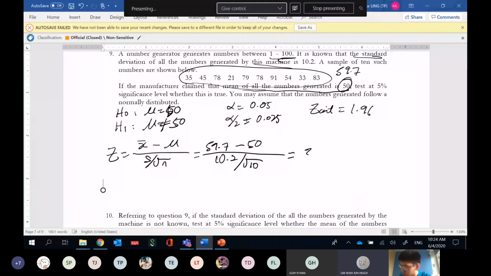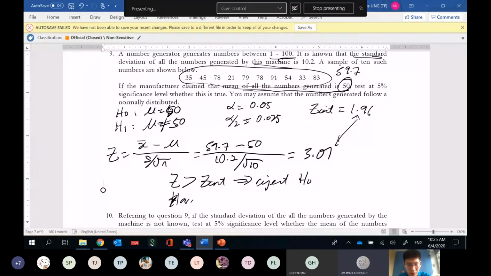3.01. Yes, 3.01. So do you accept or reject the null hypothesis? It accepts because it's greater than the z critical. No, if it's greater, you reject. So if z is greater than z critical, you reject the null hypothesis. When you reject the null hypothesis, you accept the alternate hypothesis. Okay, so what does it mean?